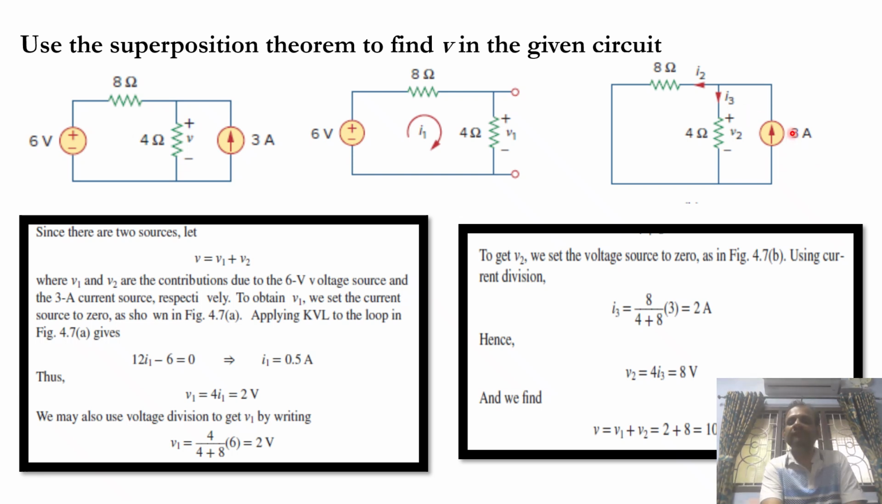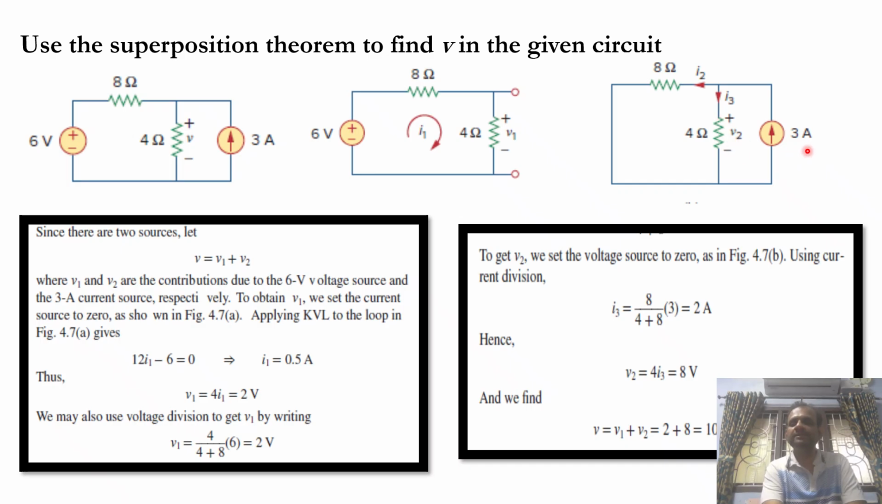So if 3 ampere is the current, I2 flows through 8, I3 flows through 4. So what is the current division? Total resistance is parallel combination of these two, 8 into 4 by 8 plus 4. 8 plus 4 is 12. 8 by 12 is 2 by 3. So 2 by 3 is the resistance.